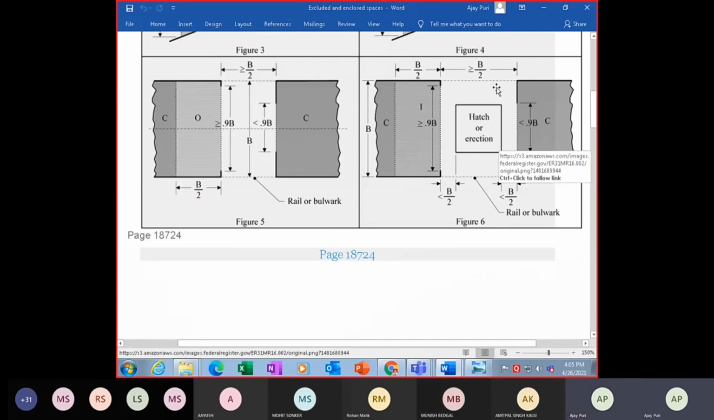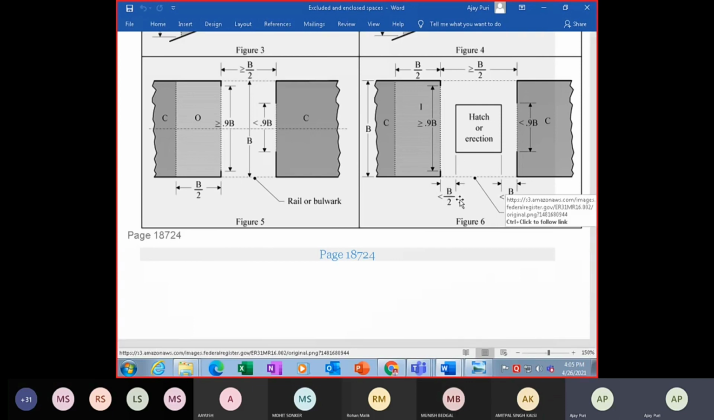This is b by 2. This is greater than b by 2. And the distance from this point till this point of the hatch is less than b by 2. Distance from this line to this line is less than b by 2. So you have a railing or bulwark here, railing or bulwark here. Distance between these two openings is greater than or equal to b by 2.